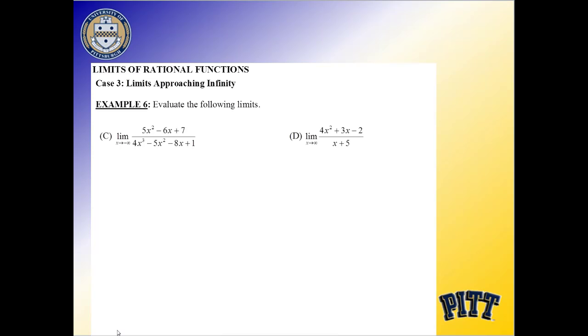Now when I look at C, the highest power of x that I see on both the top and bottom is x cubed. So I'm going to divide essentially all the terms by x cubed, or in other words, multiply the top and bottom by 1 over x cubed. And when I do that, on the top I get 5 over x minus 6 over x squared plus 7 over x cubed. On the bottom I get 4 minus 5 over x minus 8 over x squared plus 1 over x cubed.